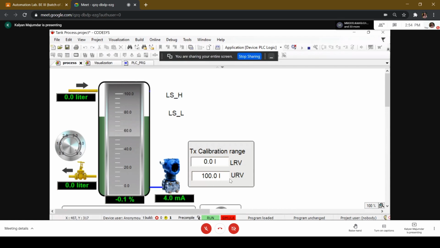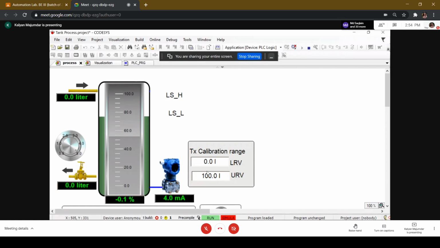Of course, the units have been wrongly specified. This should not be liters, this should be percentage, because you're talking about level, and level is here being expressed as 0 to 100%. 0% means complete tank empty, 100% is complete tank filled. So here you define the calibration range of the transmitter.